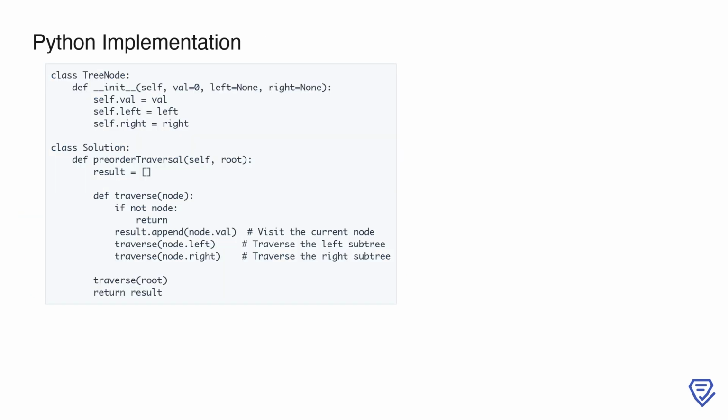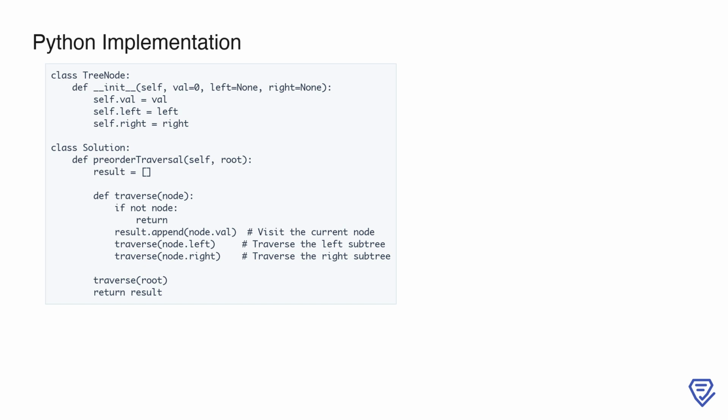This solution implements the recursive approach for binary tree preorder traversal. The TreeNode class defines the structure of a binary tree node, with a value, val, and pointers to left and right children, left and right. Within the Solution class, the preorder traversal function starts by initializing an empty list called result to store the preorder sequence. The nested traverse function handles the recursive traversal of the tree.